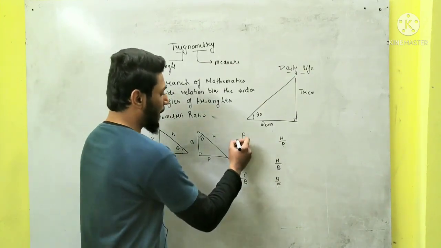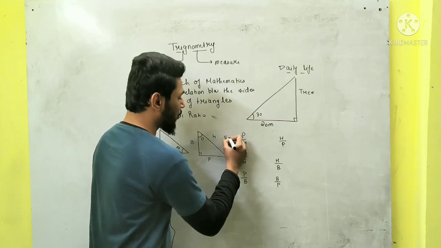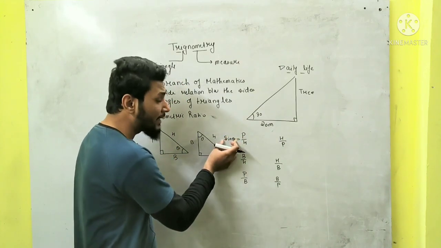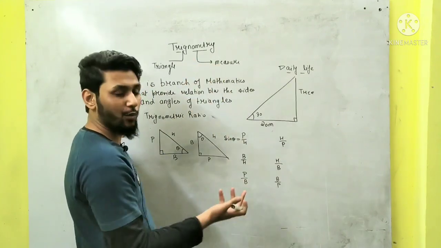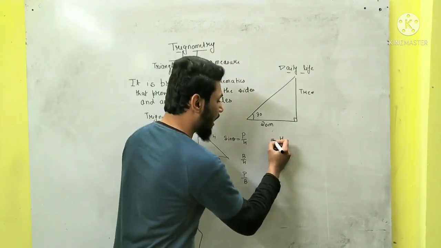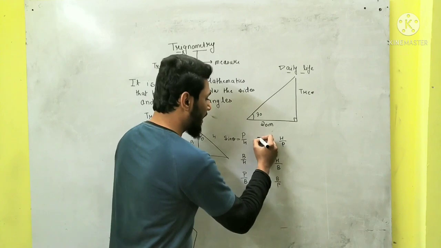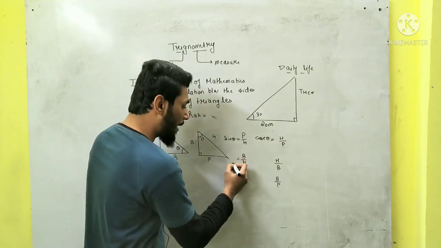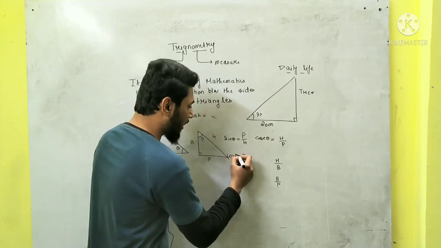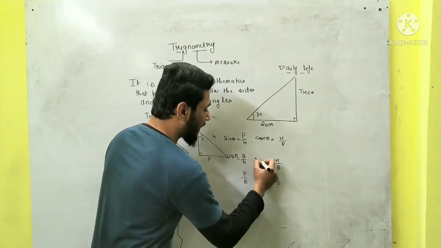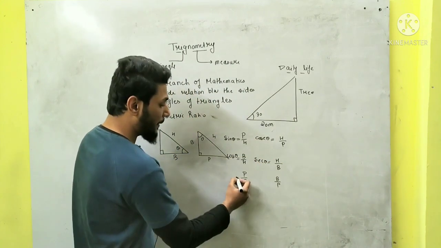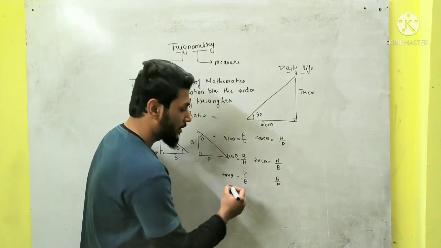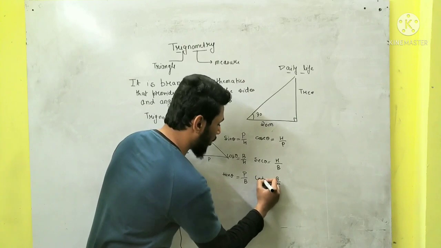Perpendicular upon hypotenuse is known as sine theta. So we are finding the relation between the angle and the sides of the triangle. This is trigonometry. Hypotenuse upon perpendicular is cosec theta. Base upon hypotenuse is cos theta and the reciprocal is sec theta. Perpendicular upon base is tan theta and base upon perpendicular is cot theta.